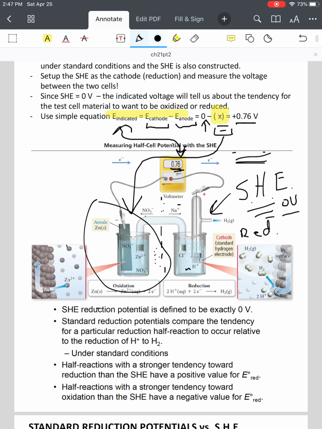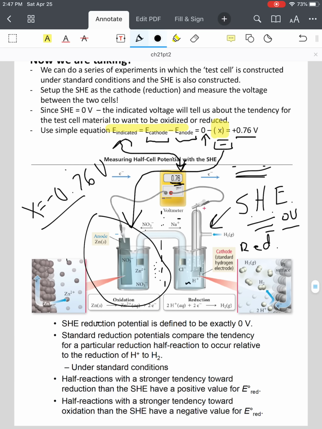Now in this particular case, I solved for the X, right? I said that last time, it's negative 0.76. Should be a negative. I forgot my negative sign. But to make the math work, that has to be a negative 0.76 volts. And that voltage has something to do with this test cell. It's called specifically the standard reduction potential for that half cell.